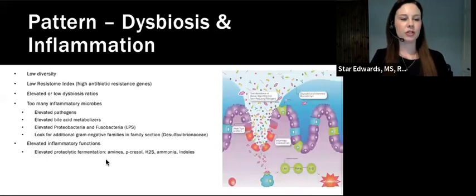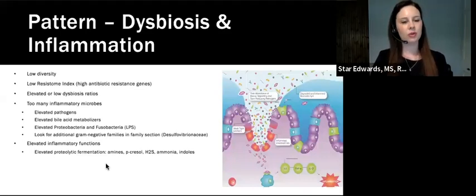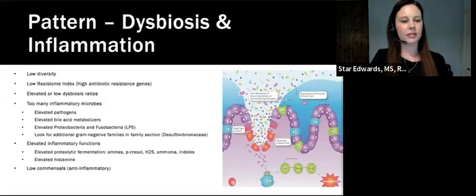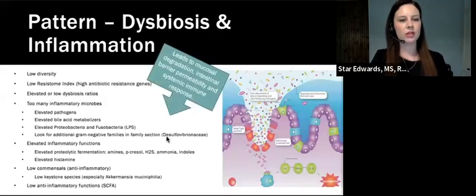Elevated inflammatory functions are usually functions of proteolytic fermentation. While they are very important in small amounts to help us have a healthy intestinal barrier and prevent inflammation, when they are elevated, they're quite inflammatory. At the same time, having low commensals, those good, healthy, anti-inflammatory bacteria that produce short-chain fatty acids, like Akkermansia muciniphila, all of this leads to mucosal degradation, intestinal barrier permeability, and systemic immune response. And this is how we get to this unhealthy, dysbiotic, inflamed microbiome that we see in this schematic here.